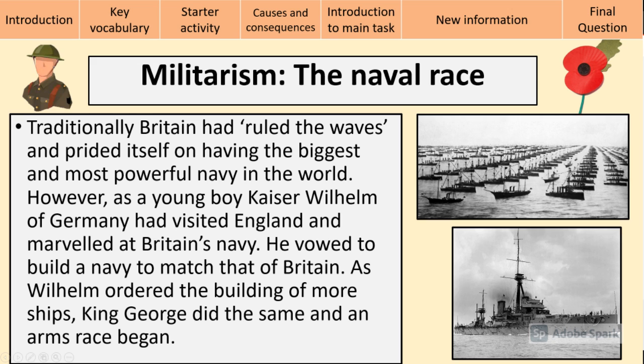Our next thing to research is militarism, the Naval Race. Traditionally, Britain had ruled the waves and had prided itself on having the biggest and most powerful navy in the world. However, as a young boy, Kaiser Wilhelm of Germany had visited England and marvelled at Britain's navy. He vowed to build a navy to match that of Britain's. As Wilhelm ordered the building of more ships, King George did the same, and an arms race began.